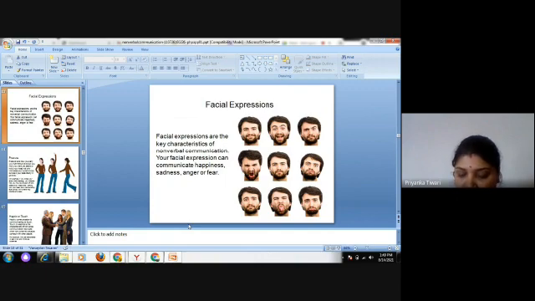In CLT, the focus is on meaningful communication and not on the structure. Meaning is paramount here. CLT is a task-based approach.